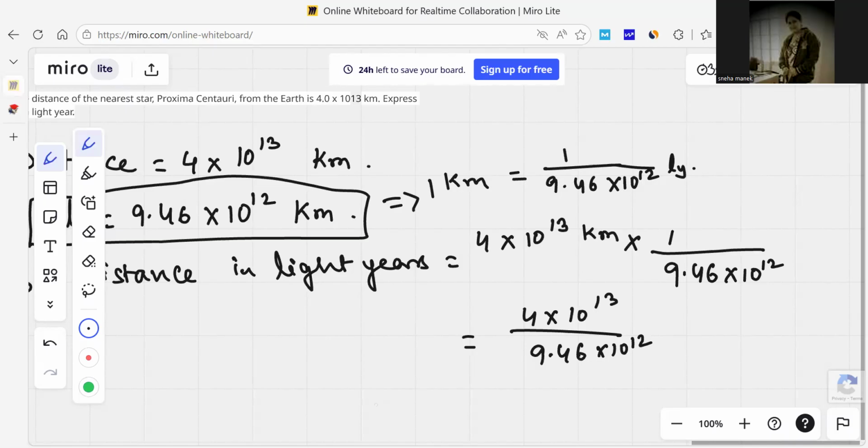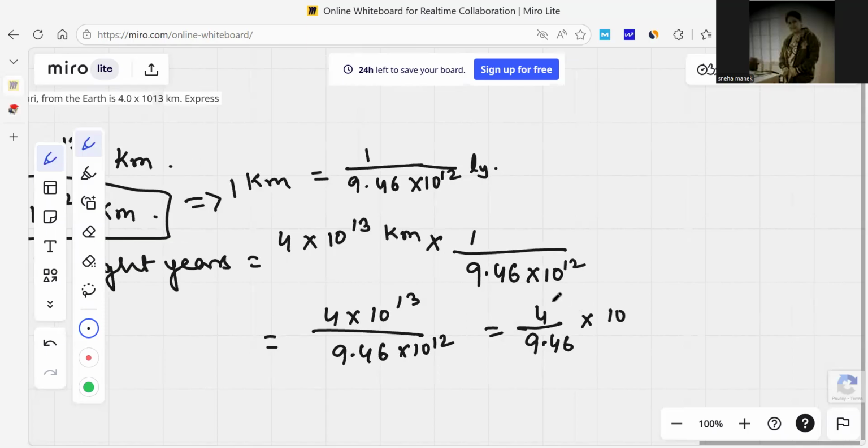So while you calculate this, I think you will be getting something. You see 10 to the power 13 and 12, that means 4 by 9.46 into 10, right? Now please do this calculation part, and I'm sure you will be getting 4.2 light years. You can do the calculation part and leave your answer correct to two decimal places.